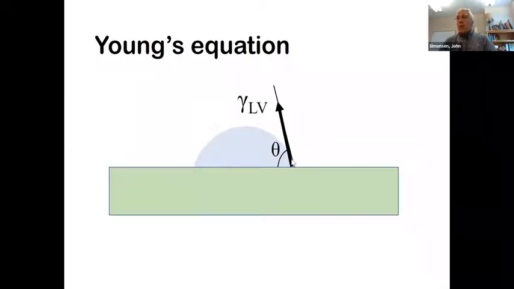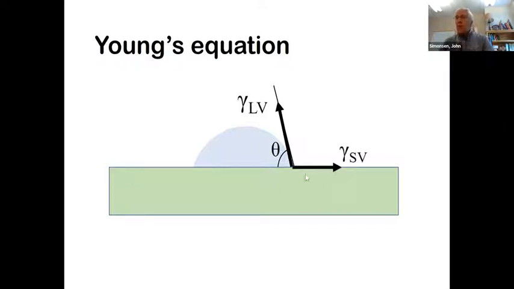What we do is we say, okay, now the drop lands on the surface and it spreads out, and the question is, how far does it spread? Well, there are forces involved, and we can use vectors to describe those forces. So there is a force between the liquid and the vapor, which is air, so we call it LV. This contact angle gives you a force according to the tangent of the liquid, that is gamma LV.